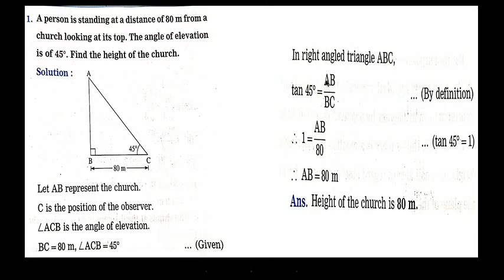So tan 45 is AB upon BC. Tan 45 is 1, which is equal to AB upon BC, which is 80. So when we cross multiply, we get AB is equal to 80 meters. That is, the height of the church is 80 meters.